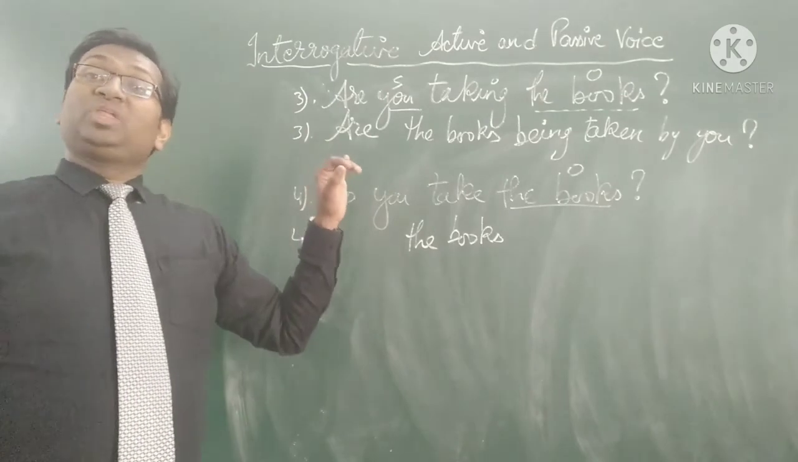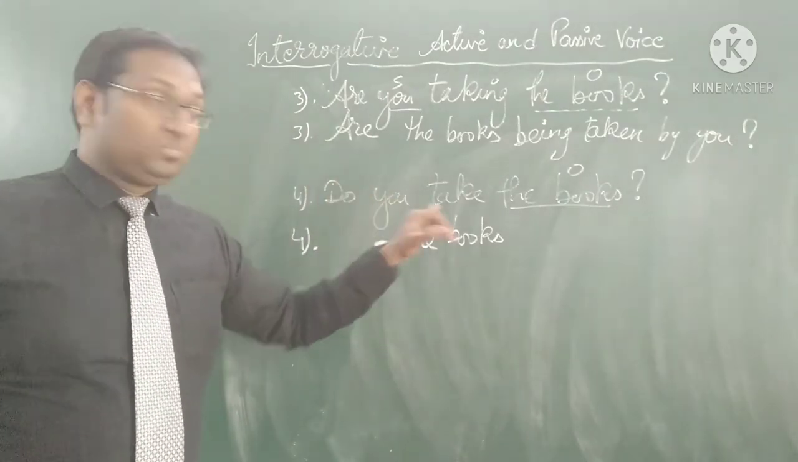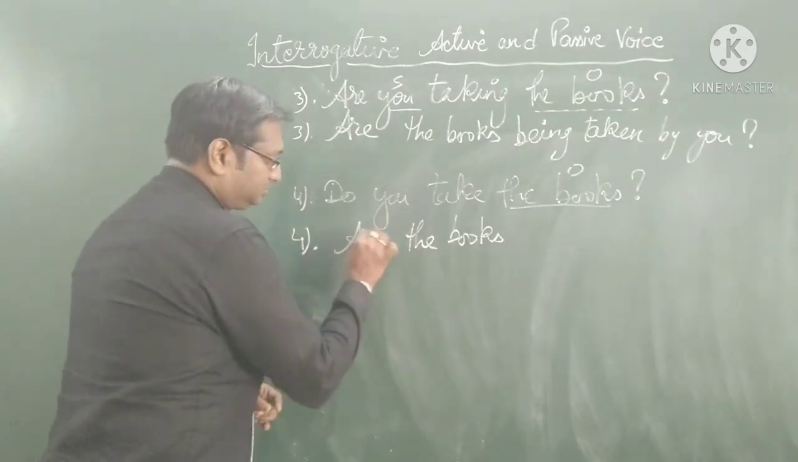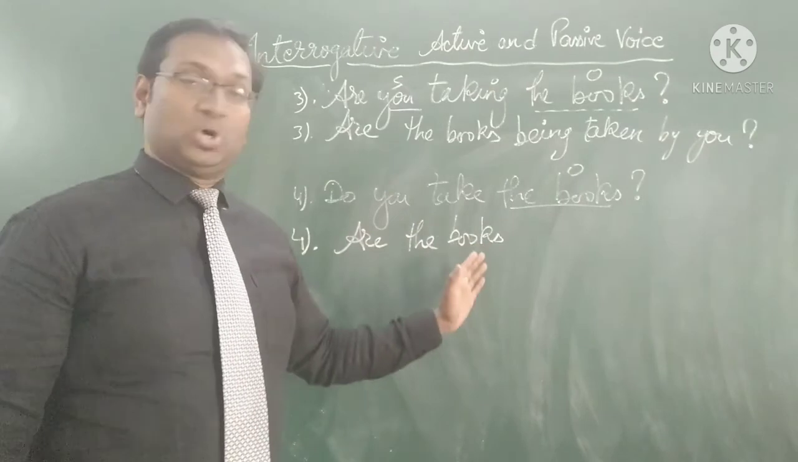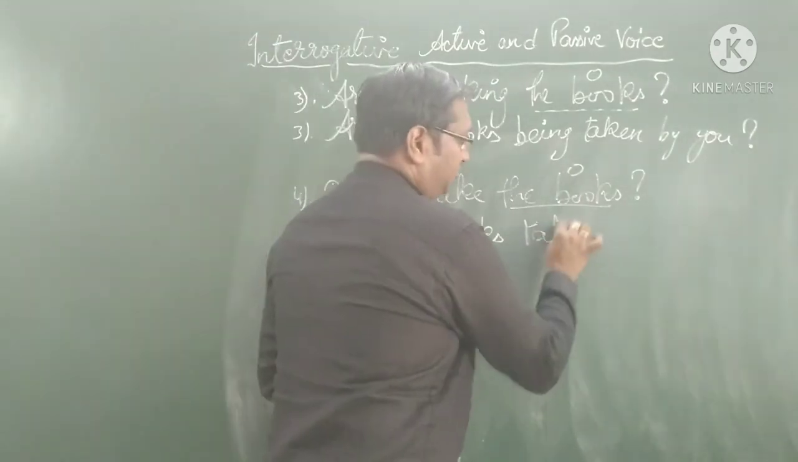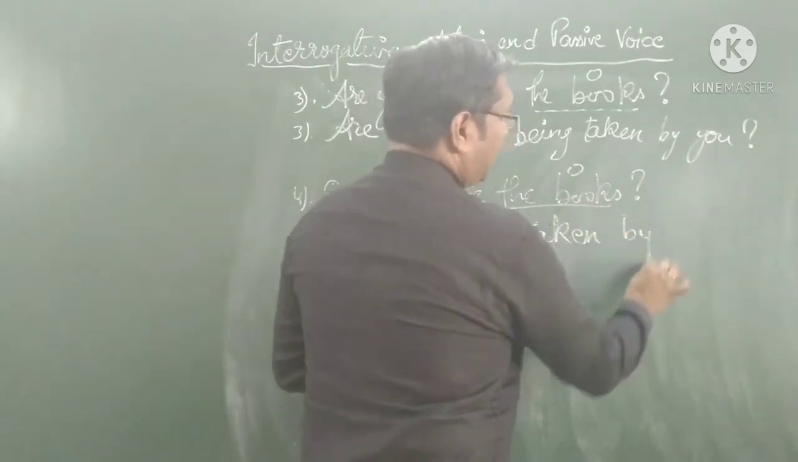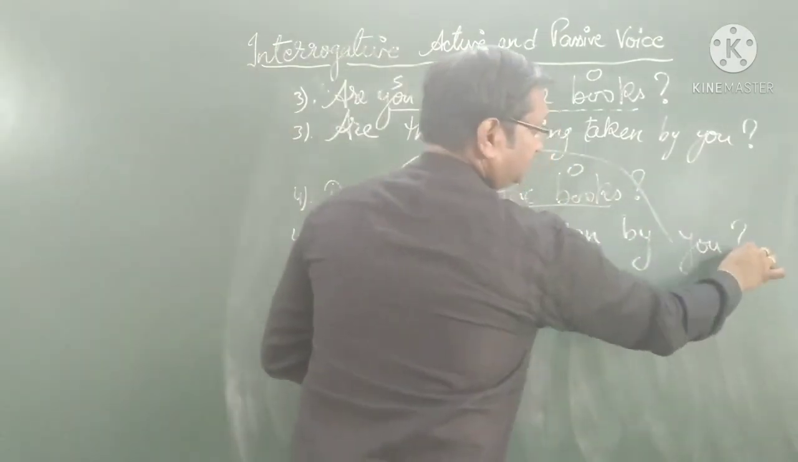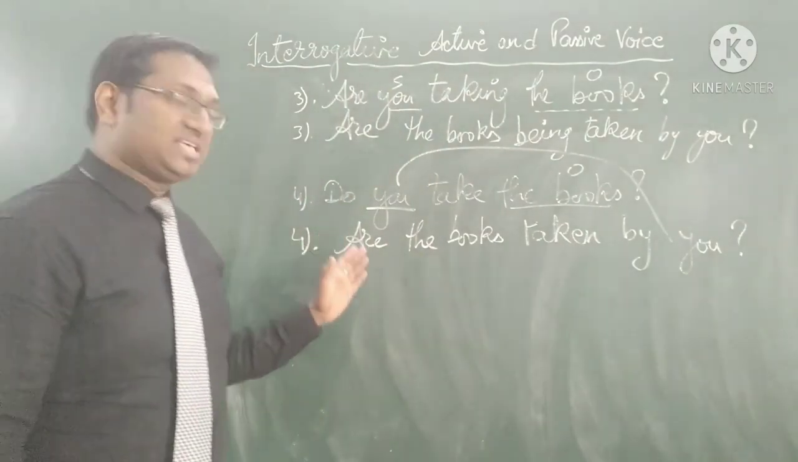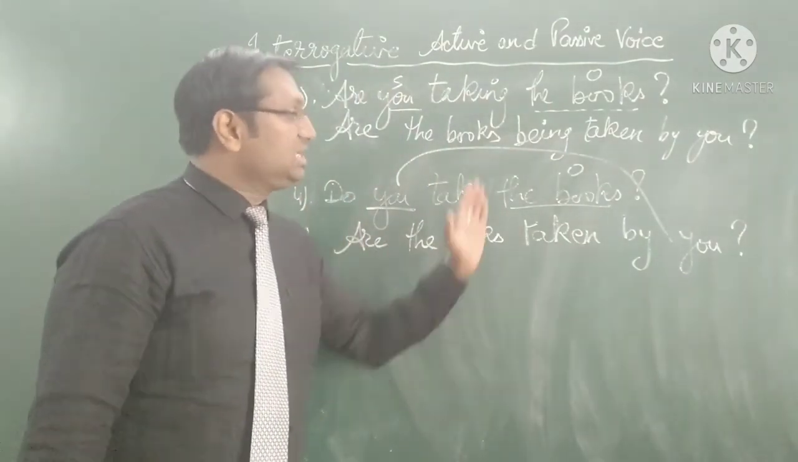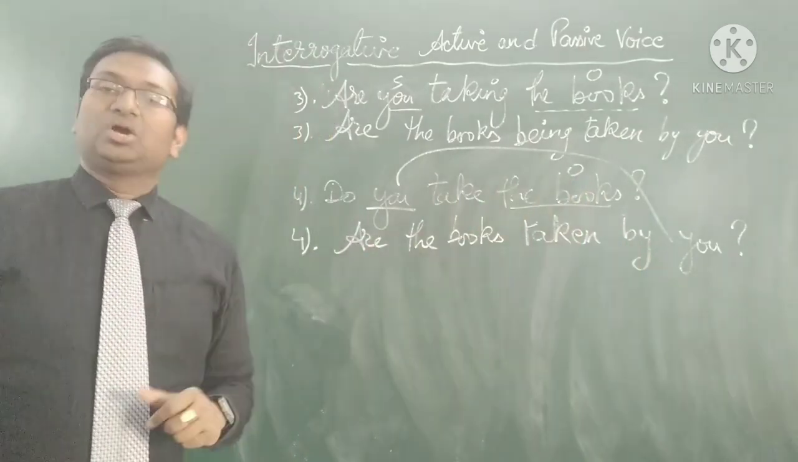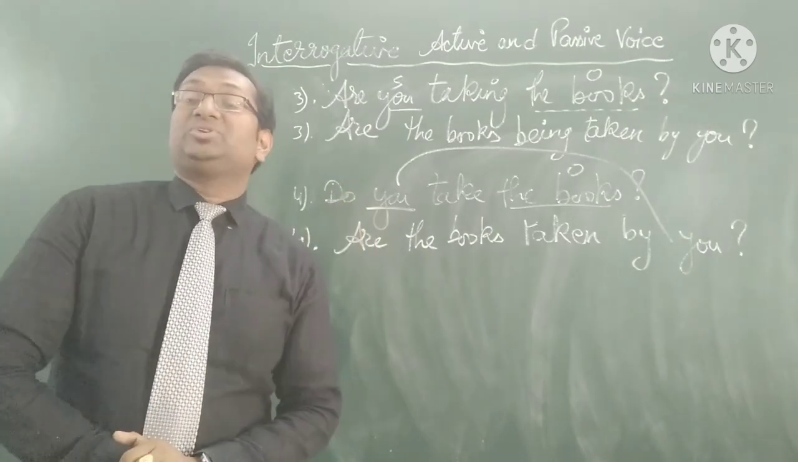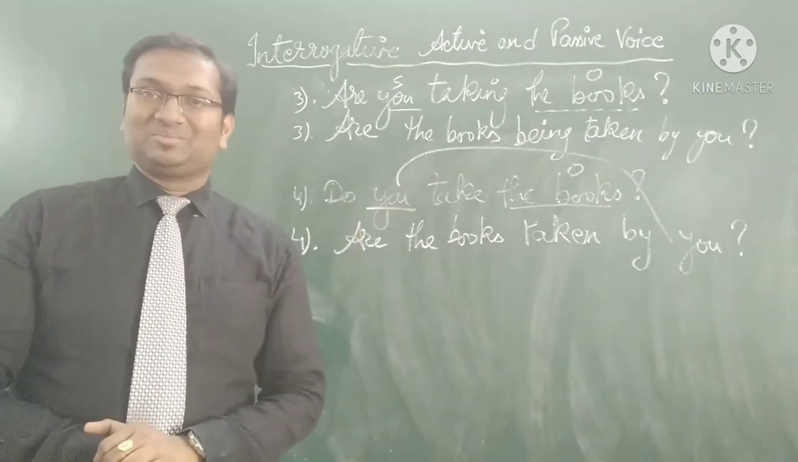Now over here, this is also your present tense. Plural, the books. So we are going to use are. Are the books, take will change into third form, taken by, you will come over here at the end. So passive answer will be, are the books taken by you? And then question. Check out some more sentences so that you can able to understand this chapter clearly.